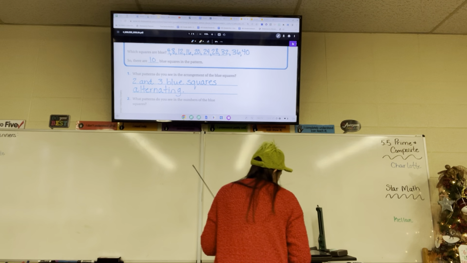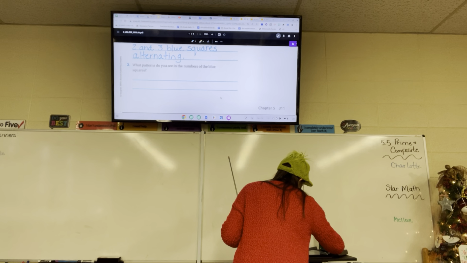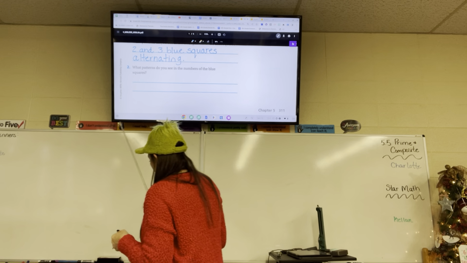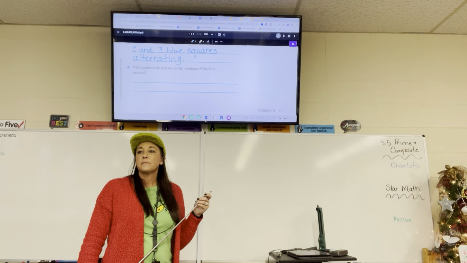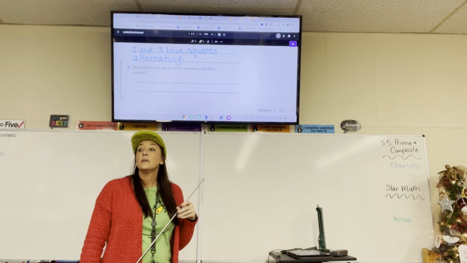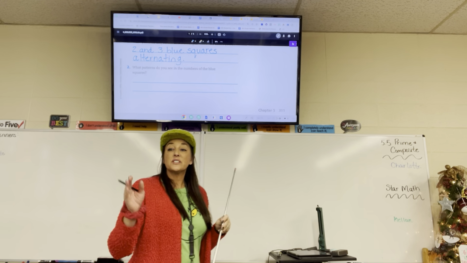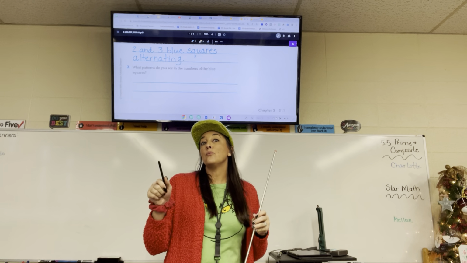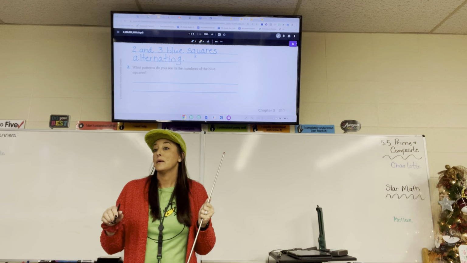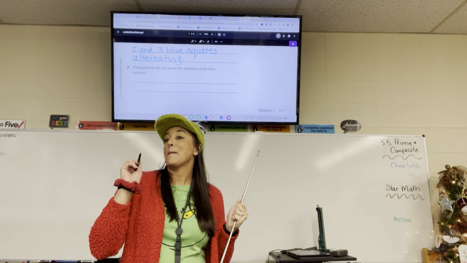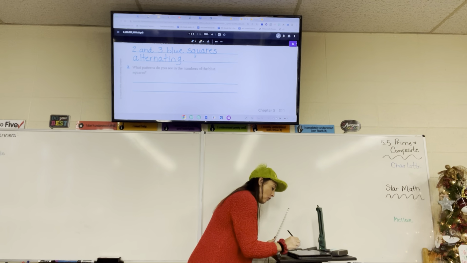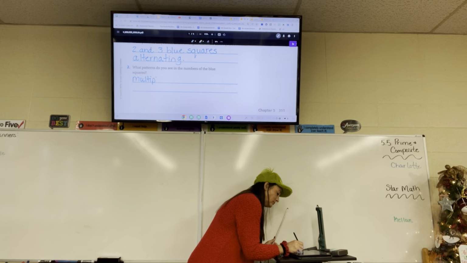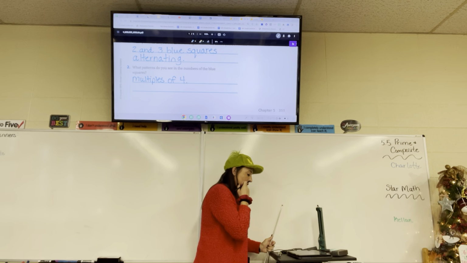What patterns do you see in the numbers of the blue squares? Livia? You can see the fours counting pattern, like every time it adds four. Okay, so we're skip counting by four, right? What's another more technical term for skip counting, Livia? Not factors, but multiples. So we're going to write multiples of four. All of them are multiples of four, right? Yeah. Okay, very good.